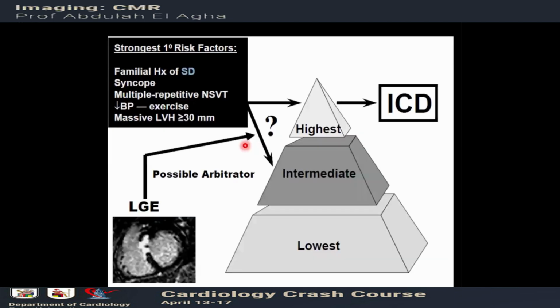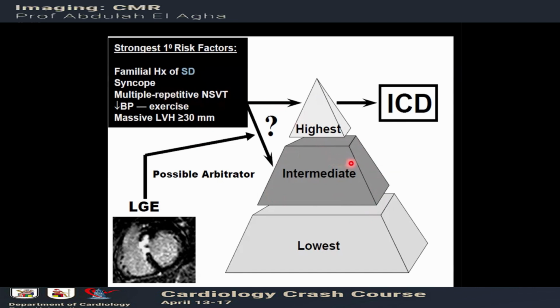So when you do risk stratification, the highest risk are those with a family history of sudden cardiac death, those with syncope, multiple repetitive non-sustained VT, hypotension on exercise, or massive LVH. Our patient doesn't have any of these criteria. But the patient is intermediate: you have LVH of 25, you have presyncope. So cardiac MRI will help you decide whether this patient is high risk, low risk, or intermediate risk.